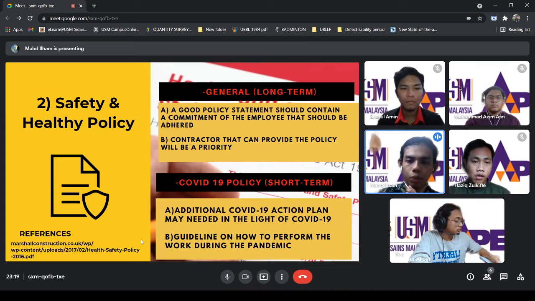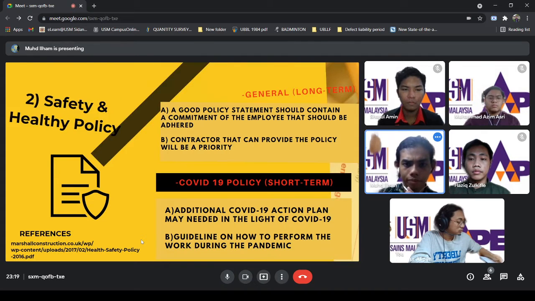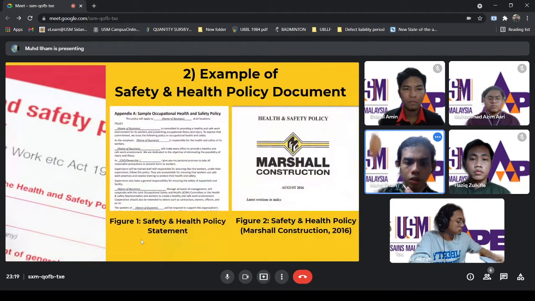For the COVID-19 policy, an additional COVID-19 action plan may be needed in light of COVID-19. In this part, we can see that in light of COVID-19, we need to have a guideline on how the workers need to perform during the pandemic. So this is an example of a safety and health policy statement, and also a safety and health policy by Marshall Construction 2016.